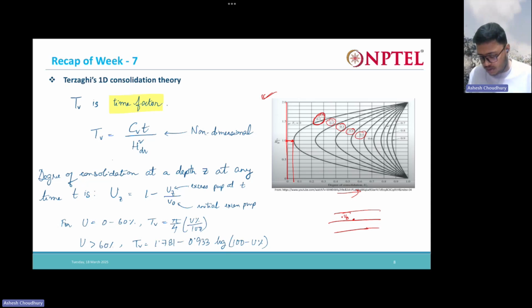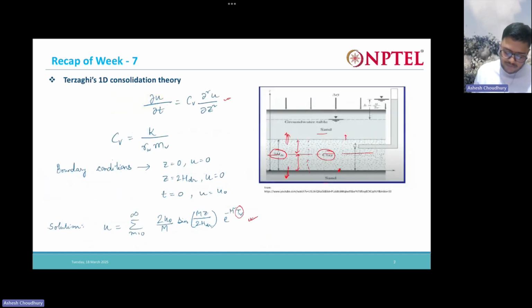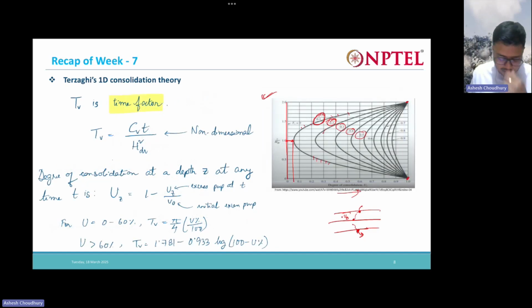Now, at these edges, at the boundary of the layer, you have 100% consolidation. This is degree of consolidation 1, obviously, because at the edges the water is draining out directly. At intermediate points we have different degrees of consolidation. Again, as we increase the time, the time factor also increases, and we have a different graph. So this way, from this solution, we can plot this.